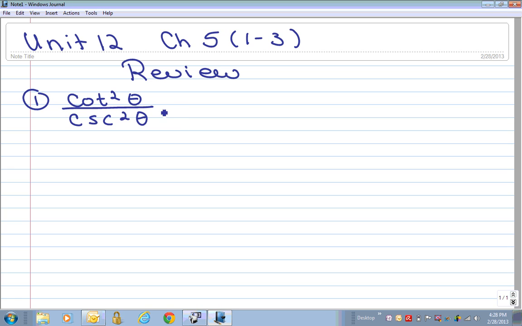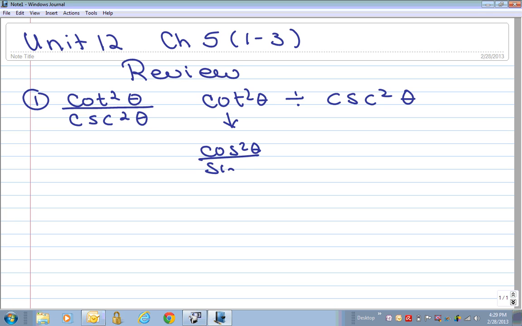First, we're going to make this fraction bar division. So we're going to write it as cotan squared theta divided by cosecant squared theta. And the next thing I'm going to do is write this as a reciprocal identity of cosine squared theta over sine squared theta. And we would be dividing by 1 over sine squared theta.